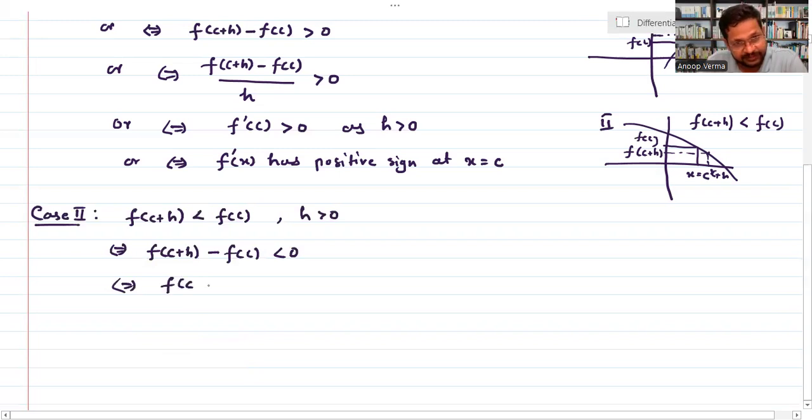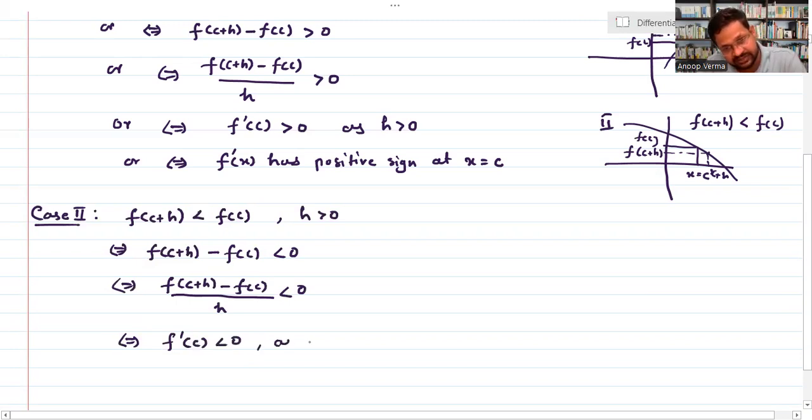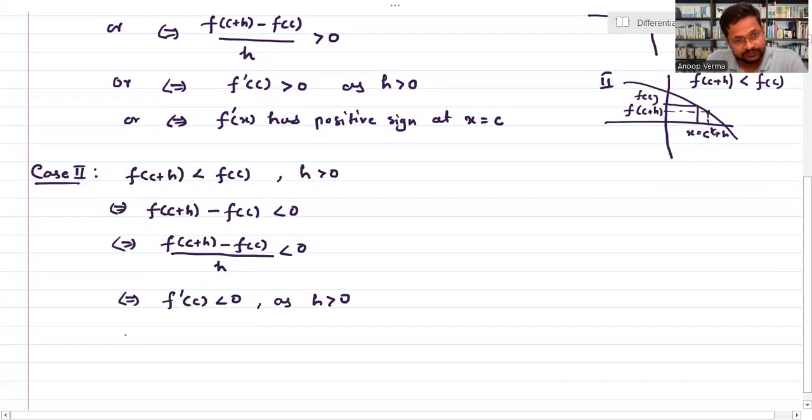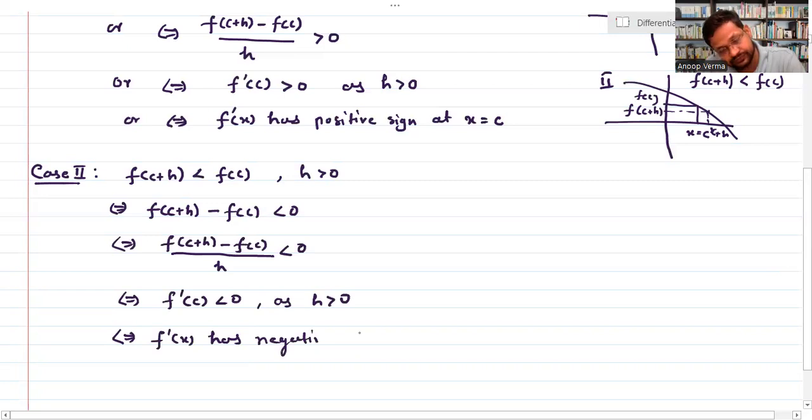F of c plus h minus f of c, divided by h, is less than 0. So from here you will get f dash c is less than 0, as h is a positive number. So you can say this f dash x has a negative value at x is equal to c.